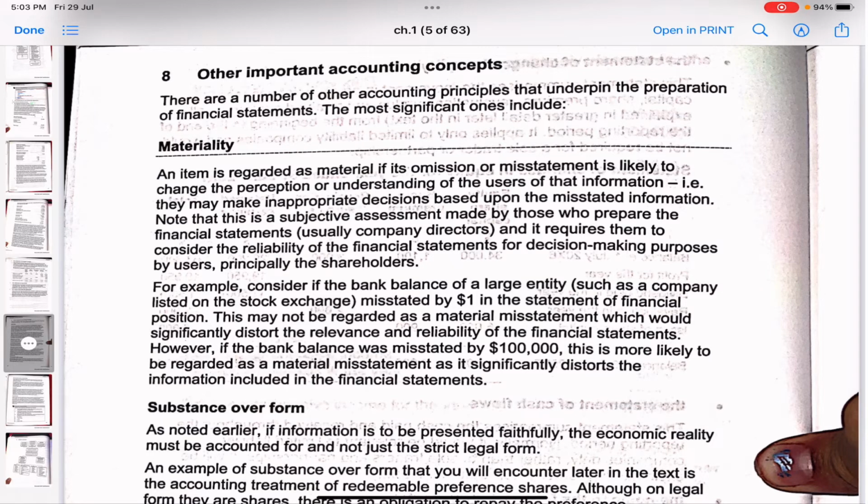Why is it then a material error? Because that is something which will influence my thinking and my decision making, right? That is when we say that it is material. However, if the bank balance was misstated by $100,000, this is more likely to be regarded as a material misstatement and significantly distorts the information included in the financial statements. So I hope you understood what materiality is.